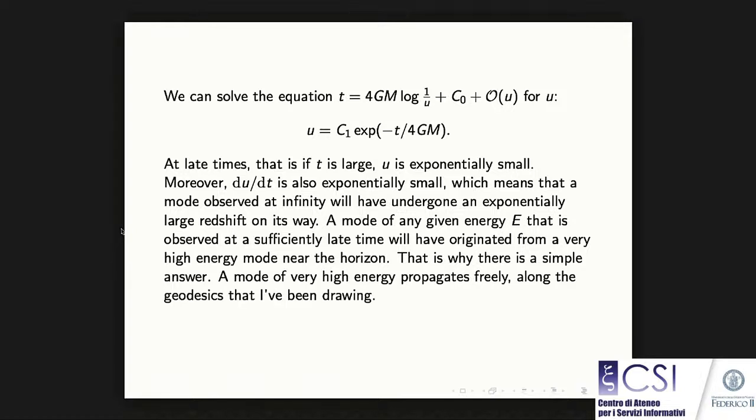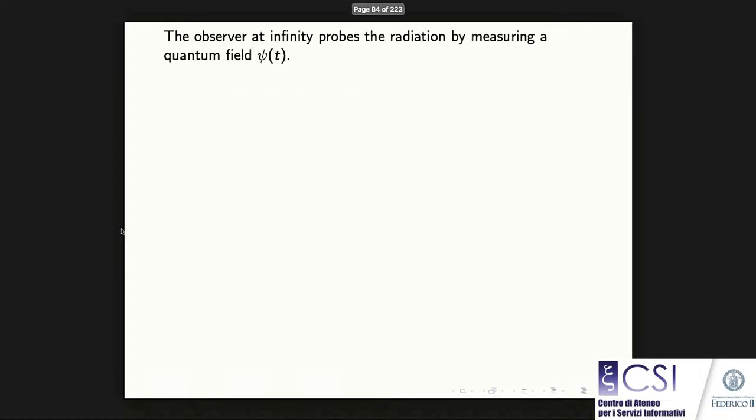A mode of very high energy propagates freely along the geodesics I've been drawing. So now, what does the observer measure at infinity? The observer at infinity measures a quantum field. It might be the electromagnetic field. Most realistically, you'd measure the electromagnetic field. You would detect photons. To shorten the discussion, I'll imagine detecting a general quantum field, psi of t.